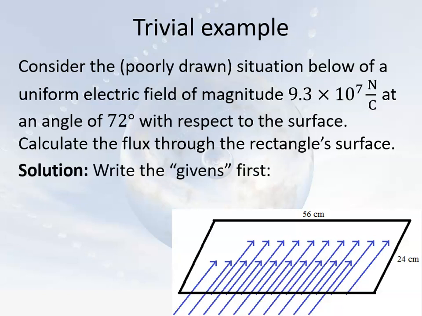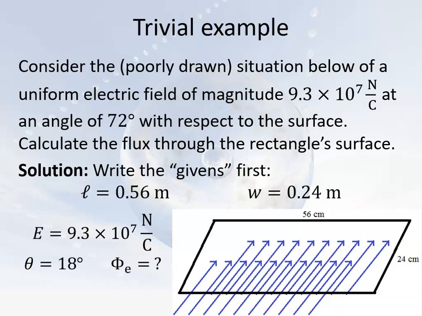So we write down our givens. So we have the length and width of the rectangle. Make sure to convert to SI units. The electric field, and the angle.